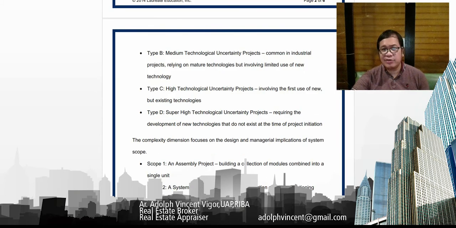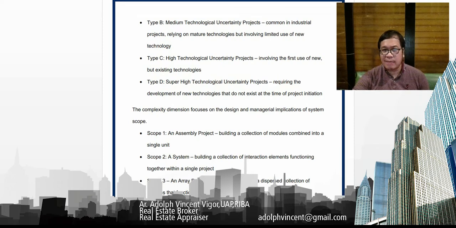Then, the complexity dimension focuses on the design and managerial implications of system scope. We have scope 1, an assembly project, building a collection of modules combined into a single unit. Going to relate that to housing, if you're going to build a house in separate modules, then combine it as a single unit also. So it's scope 1.